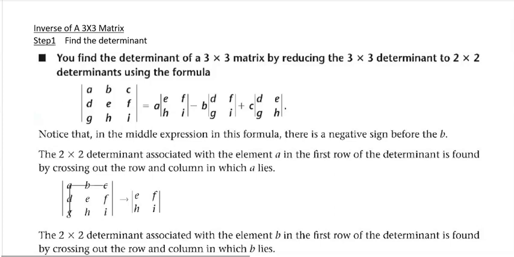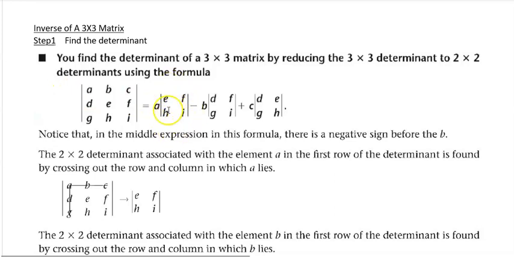Okay, we're going to look at how we find the inverse of a 3 by 3 matrix. It's a 5-step process, and the first step is finding the determinant. So how you find the determinant of a 3 by 3 matrix is by reducing the 3 by 3 determinant to 2 by 2 determinants using this formula here. Now this looks very confusing, but it really is not at all.